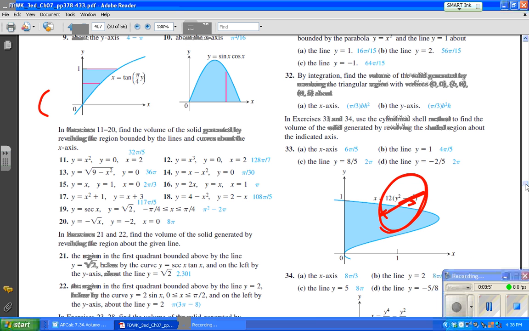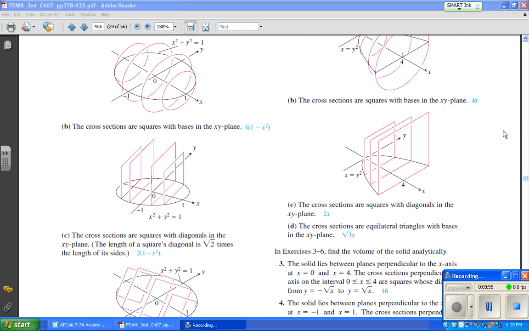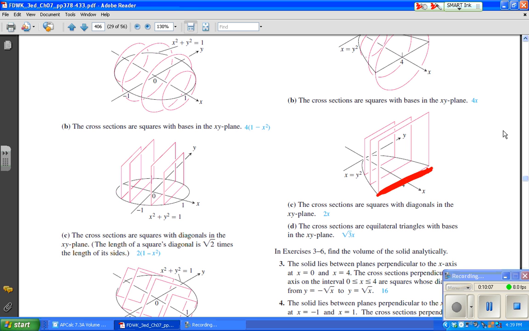That was apparently not the way to handle that. Okay, so let's do part B. And part B this time says we're talking about squares with bases on the XY plane. So the base of the square is in the XY plane, and you have to imagine it's kind of coming out of the board.